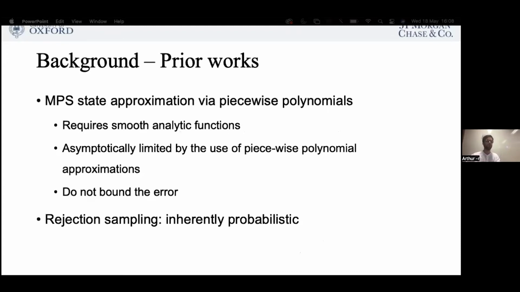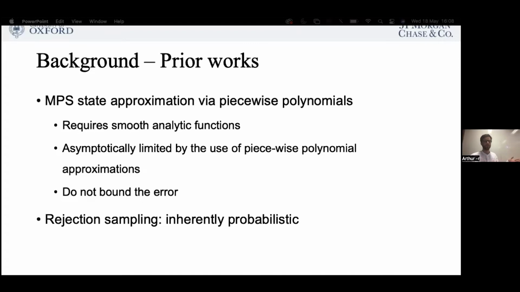Then there are some other algorithms, such as matrix product state approximations. These require smooth analytic functions. They work by constructing piecewise polynomial approximations to the state that you want to prepare. It basically breaks the grid into a number of regions, and in each region it uses a polynomial approximation and chains them together. So the error in this approximation is fundamentally limited by the use of piecewise polynomial approximations. Moreover, they don't actually present the general bound on the error when you use this procedure.